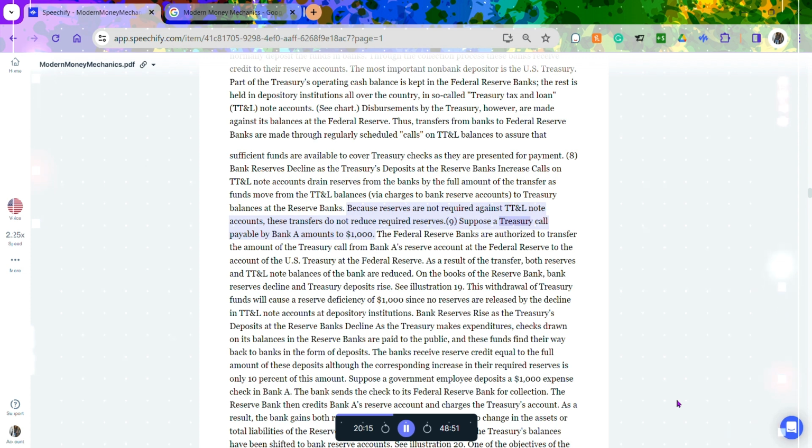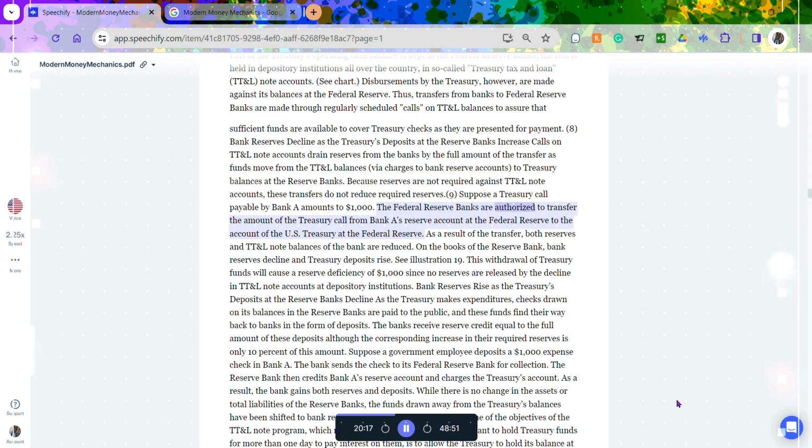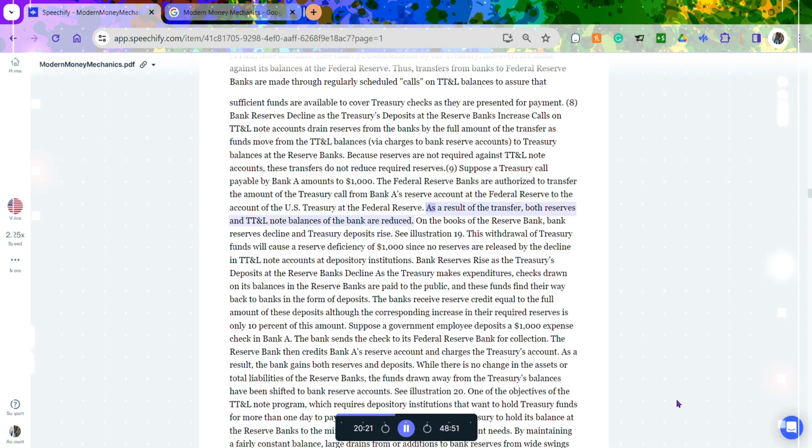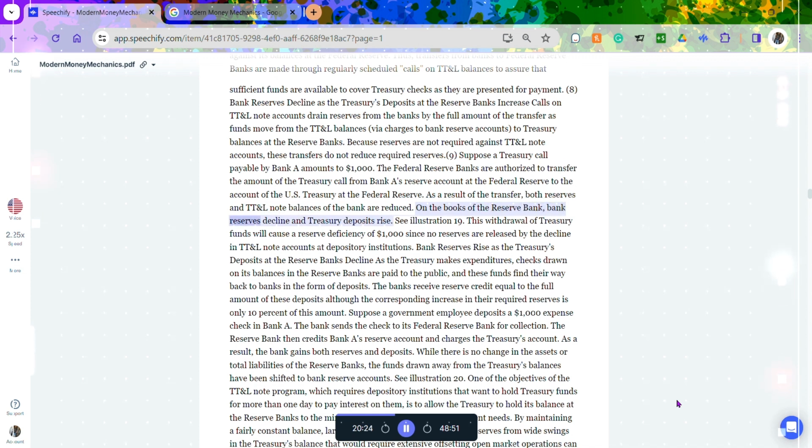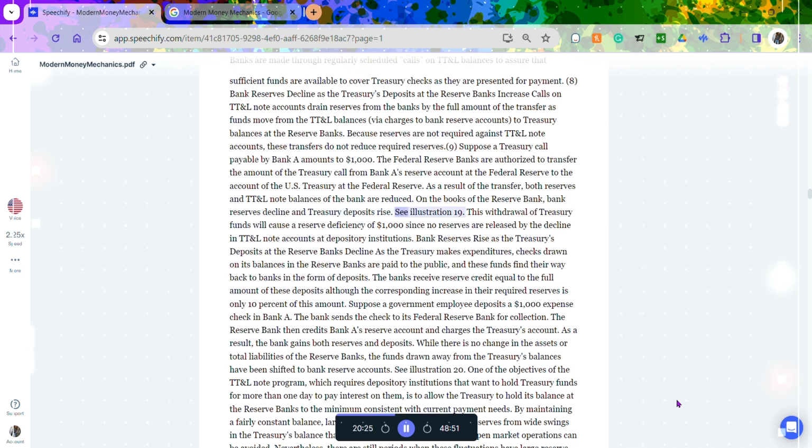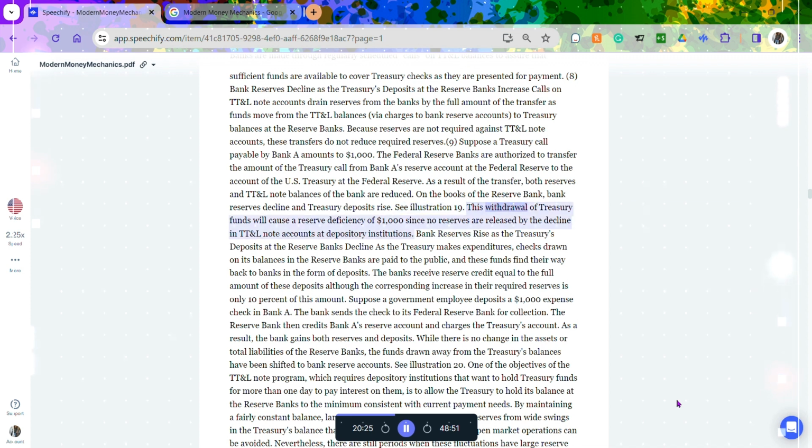9. Suppose a Treasury call payable by Bank A amounts to $1,000. The Federal Reserve banks are authorized to transfer the amount of the Treasury call from Bank A's reserve account at the Federal Reserve to the account of the U.S. Treasury at the Federal Reserve. As a result of the transfer, both reserves and TT&L note balances of the bank are reduced. On the books of the Reserve Bank, bank reserves decline and Treasury deposits rise. See illustration. This withdrawal of Treasury funds will cause a reserve deficiency of $1,000 since no reserves are released by the decline in TT&L note accounts at depository institutions.